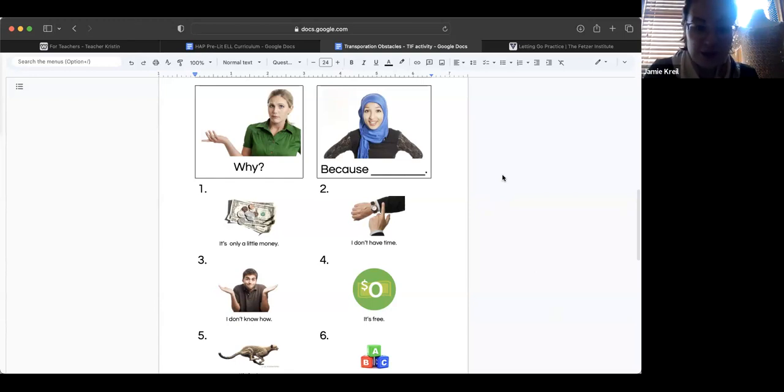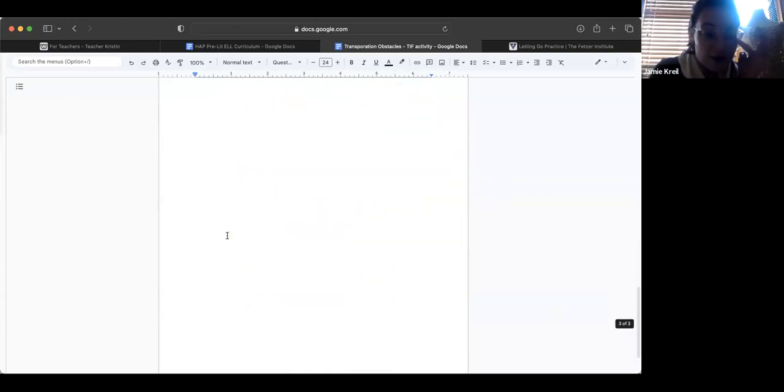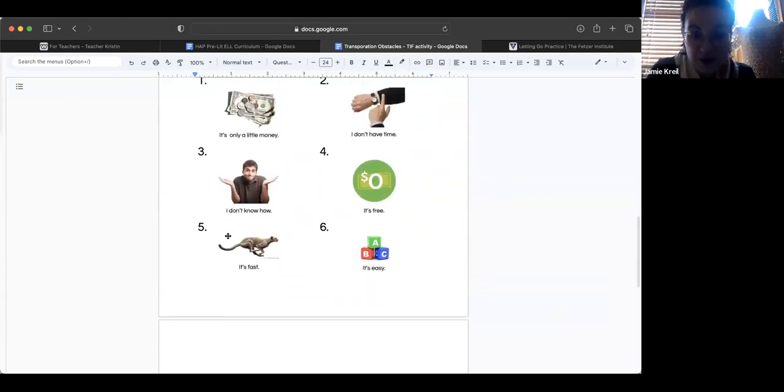If I want to scroll down a little bit so I could see the other. Yeah. Okay. So they chose that solution because it's easy or it's fast. So they have the option to choose a solution, but then you talk about what questions, vocabulary, and what grammar is needed in order to make that decision and navigating that system.